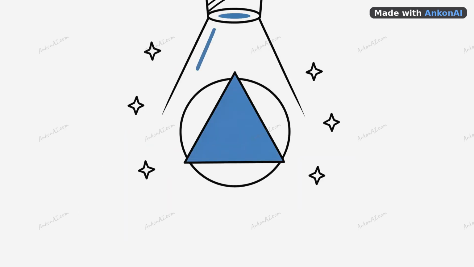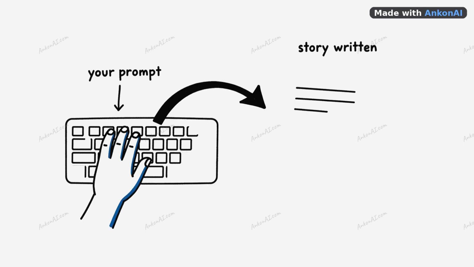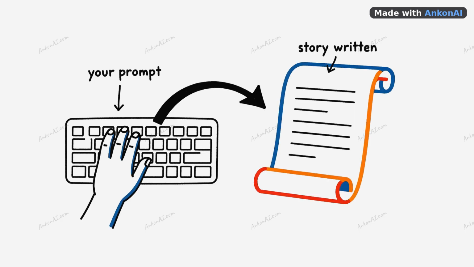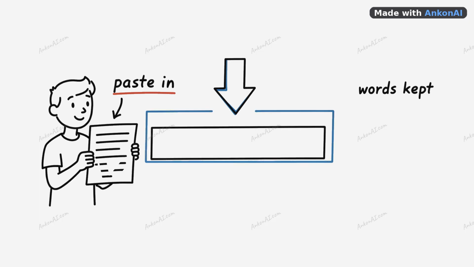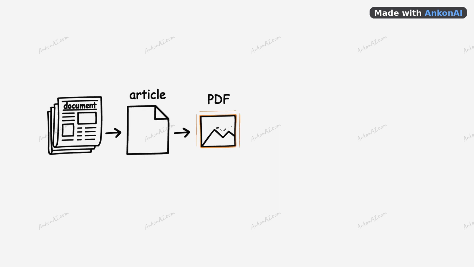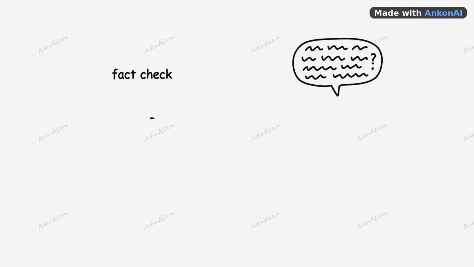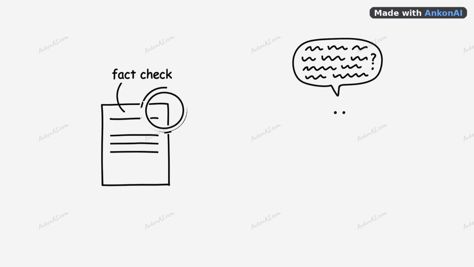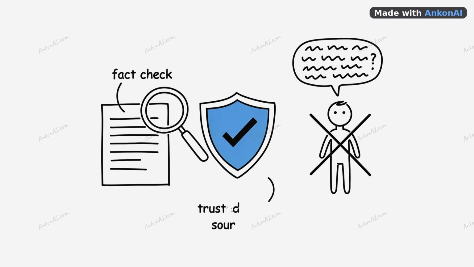That's Ankon AI. You can start in whatever way feels natural. Type a simple prompt, and Ankon writes the story for you. Already have your own script? Just paste it in, and Ankon keeps your words exactly as you wrote them. Or upload a document, an article, a PDF, or an image, and Ankon transforms it into a video while preserving the information that matters. Before creating anything, Ankon verifies facts from trusted sources whenever possible, helping your videos stay accurate instead of confidently making things up.